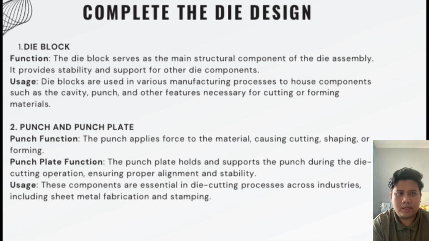Number 2 is punch and punch plate. Punch function: the punch applies force to the material, causing cutting, shaping, or forming. Punch plate function: the punch plate holds and supports the punch during the die cutting operation, ensuring proper alignment and stability. Usage: these components are essential in die cutting processes across industries, including sheet metal fabrication and stamping.